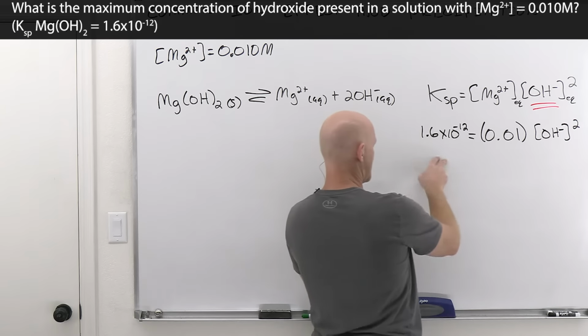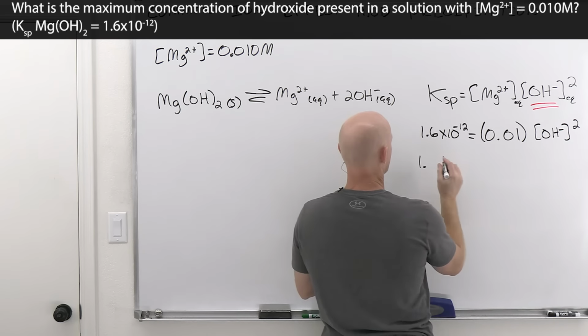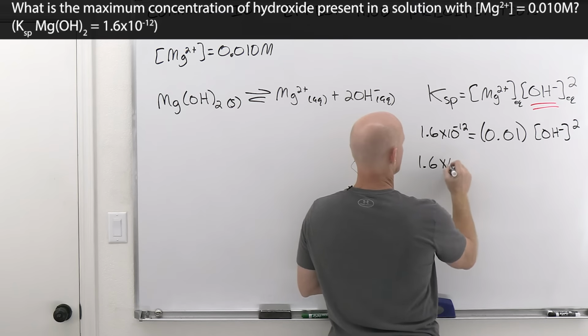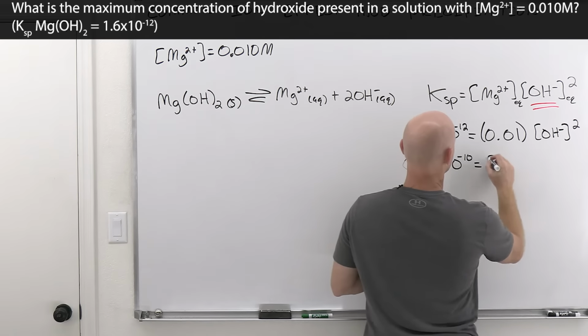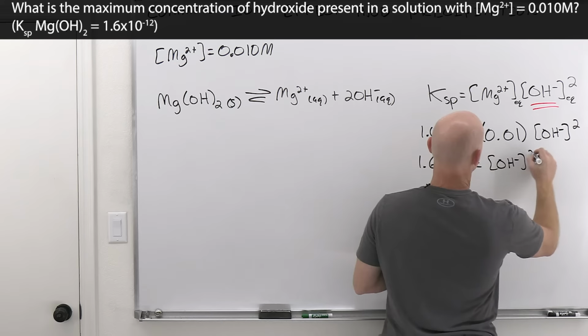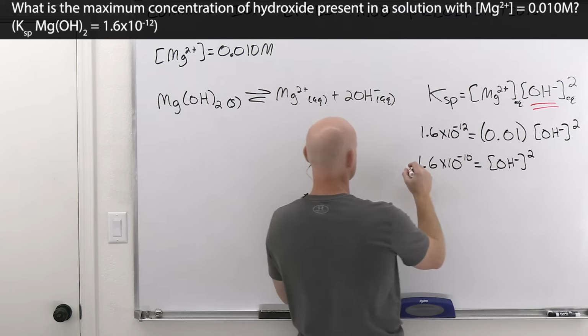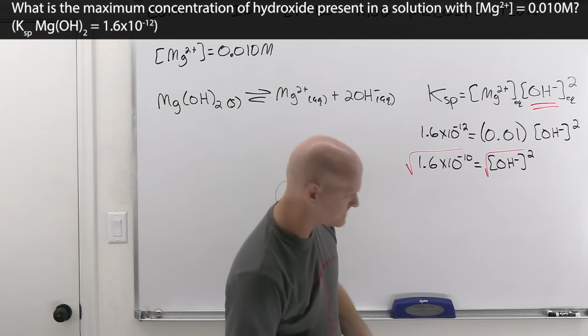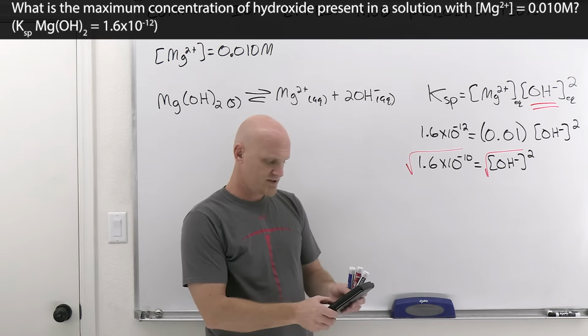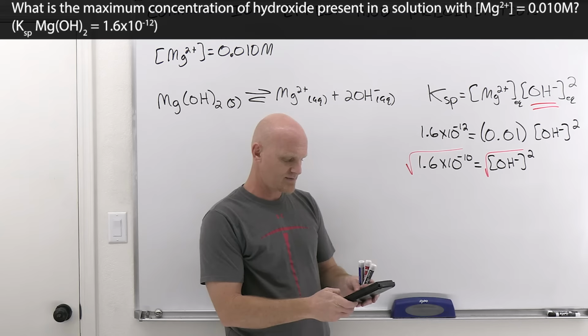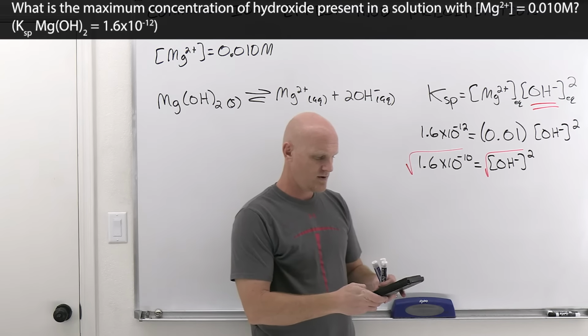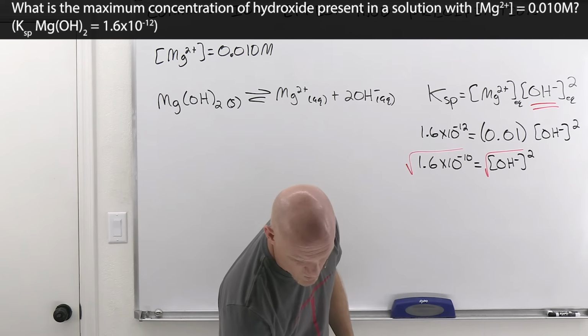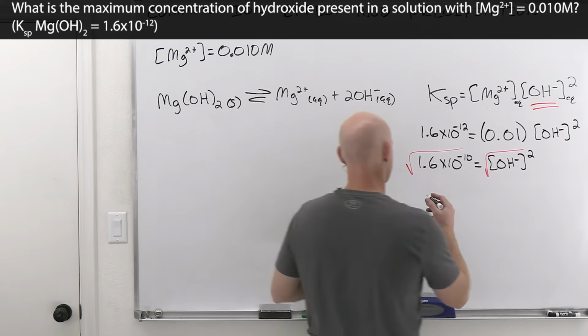So if we divide through by 0.01, which is the same thing as multiplying by 100, we're going to get 1.6 times 10 to the negative 10 equals the hydroxide ion concentration squared. And then we'll just take the square root of both sides to get that hydroxide concentration. If we take the square root of 1.6 times 10 to the negative 10, we're going to get 1.3 times 10 to the minus 5.